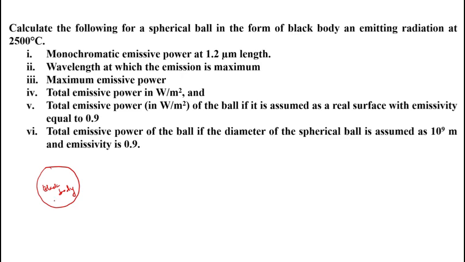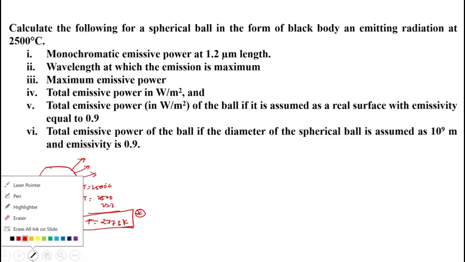The black body has emissivity equal to 1 and is emitting radiation at a temperature of 2500 degrees Celsius, which is 2500 plus 273, so the temperature is 2773 Kelvin. Please note that in radiation, the temperature should be substituted in Kelvin, not in degrees Celsius.